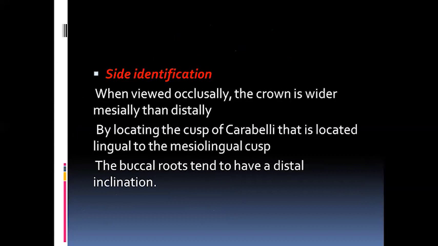Side identification: when viewed from the occlusal, the crown is wider mesially and distally. By locating the cusp of Carabelli, which is lingual to the mesiolingual cusp, you can identify the side. The buccal roots tend to have a distal inclination.